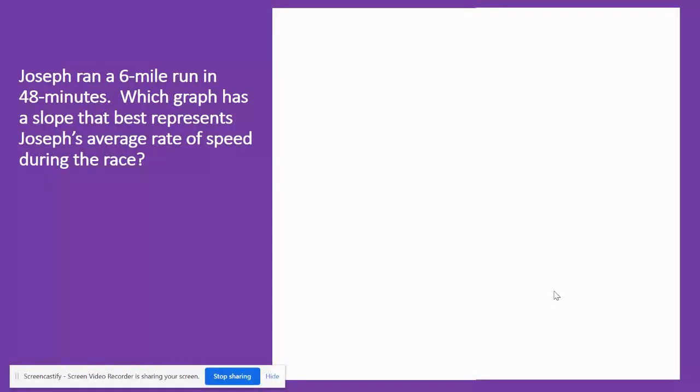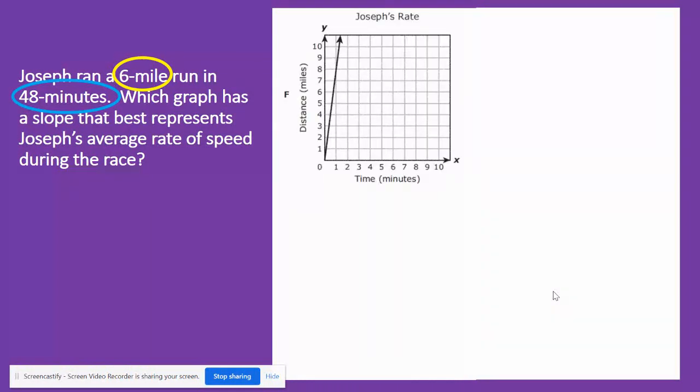Before we look at answer choices, we need to process the information given. Here it states that Joseph ran a 6-mile run in 48 minutes. So we can see that we are comparing miles to minutes. Looking at our first answer choice, we first must identify the labels. We see that the y-axis represents distance in miles, and the x-axis represents time in minutes.